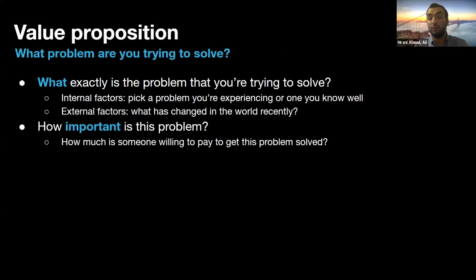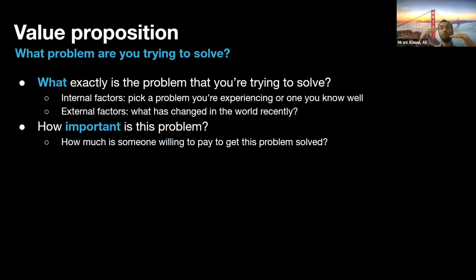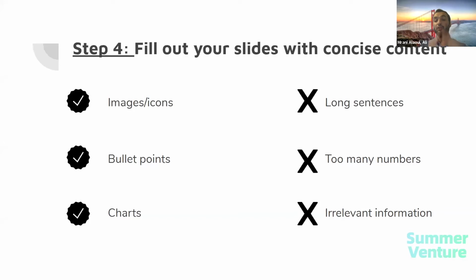A better way to do this is to segment this into 2 slides. So start with 1 slide just having the value proposition, what problems you are trying to solve, and a second slide saying the current solution doesn't address international student needs. Once you do that, then start filling out the content. So now you know who you're supposed to deliver your presentation to.